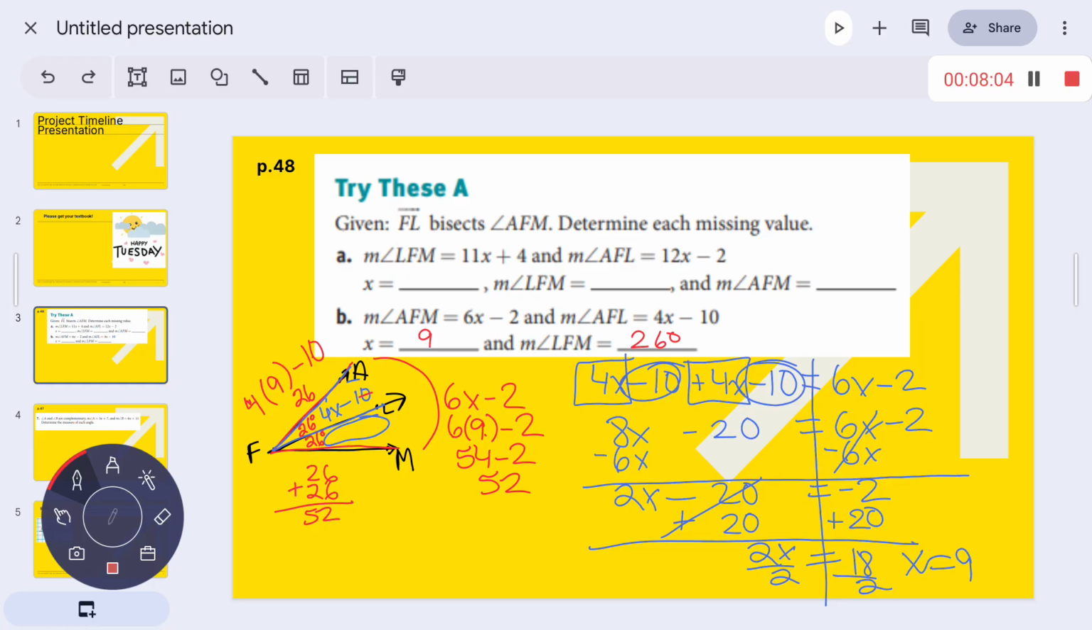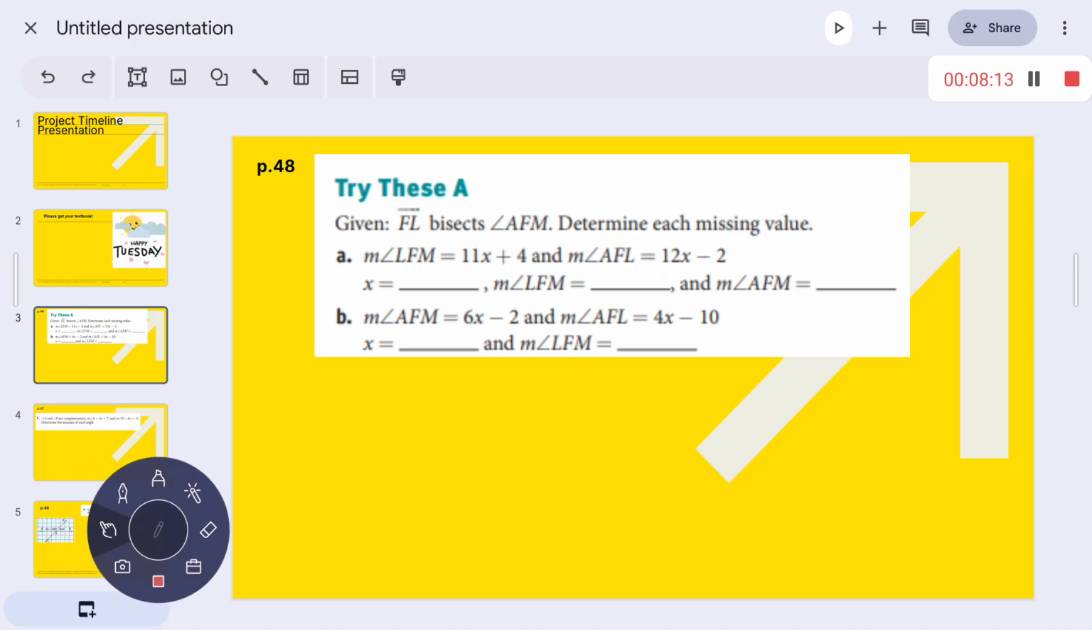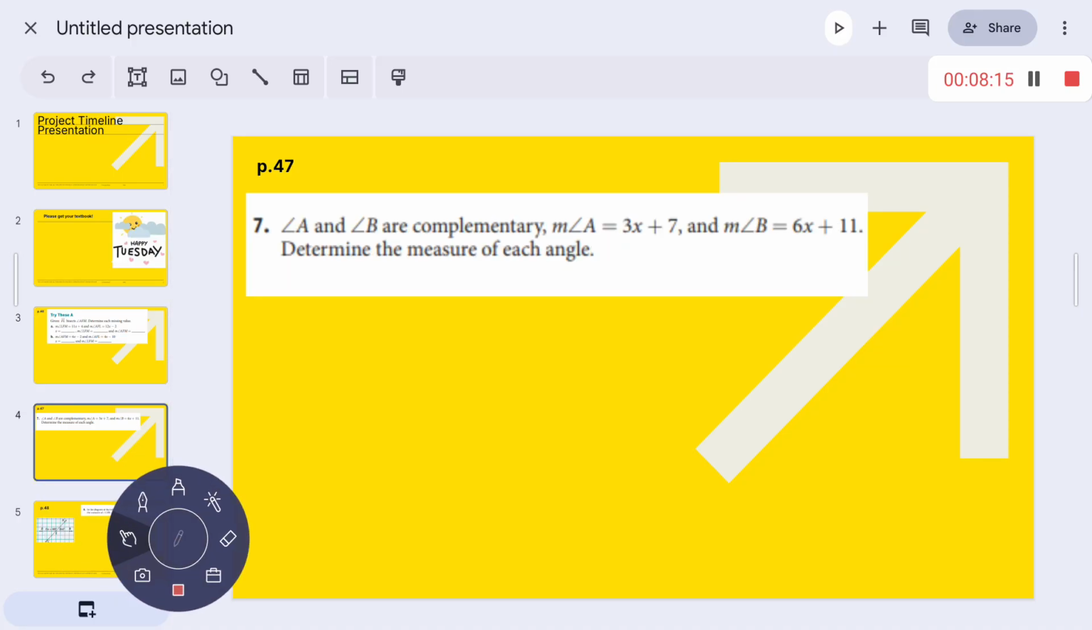Okay, so the next one, we're still at the very bottom of page 47. Find room in your book. It says A and B are complementary. Remember, complementary adds to 90. So I'm going to put the endpoint of my equation is 90. The measure of angle A is 3x plus 7, plus the measure of angle B is 6x plus 11.